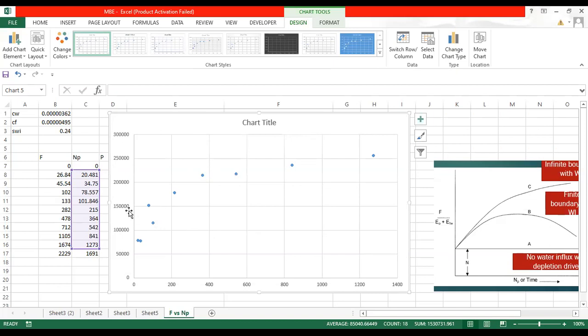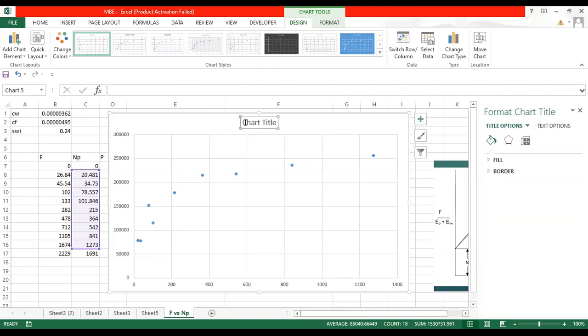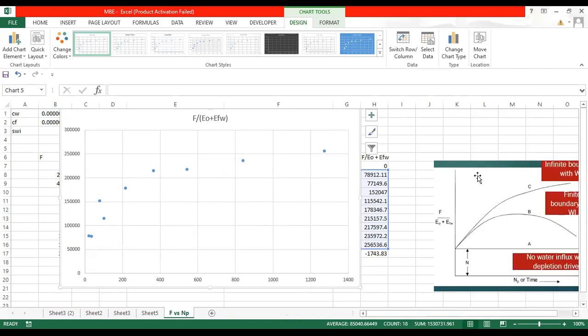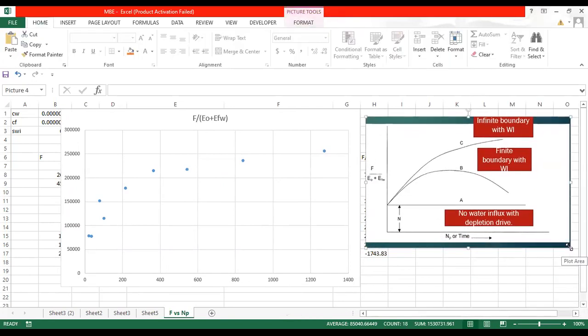So we can give the name. This is about F by EO plus EFW. So this is the graph related to that. And from this, what is the impression if you compare with the original graph? This is the original graph.